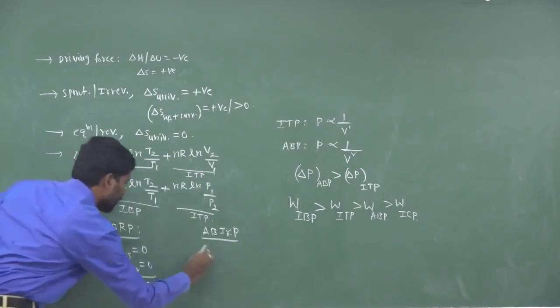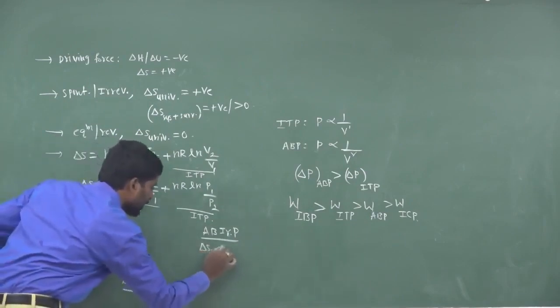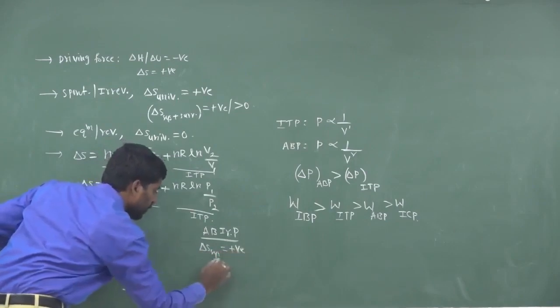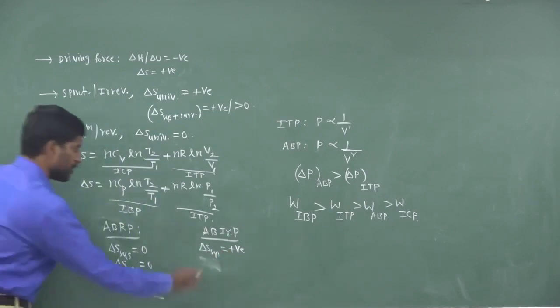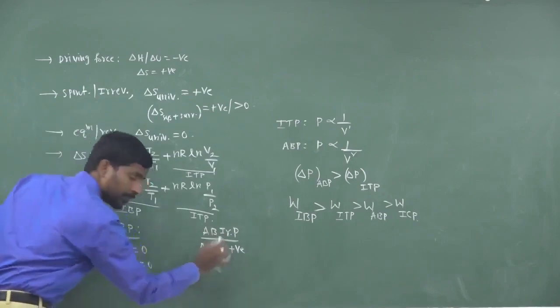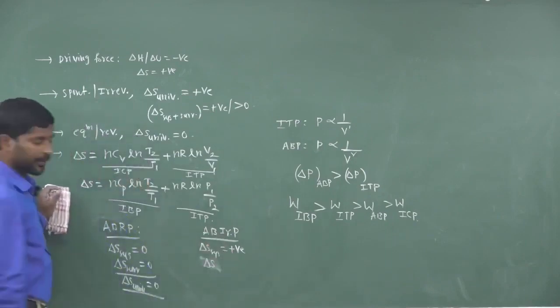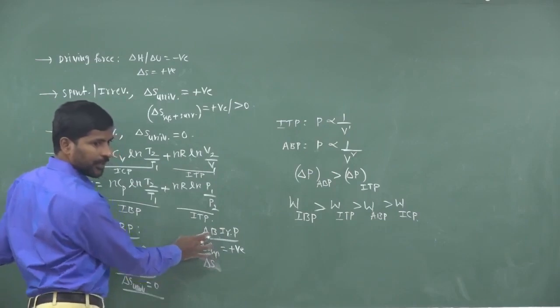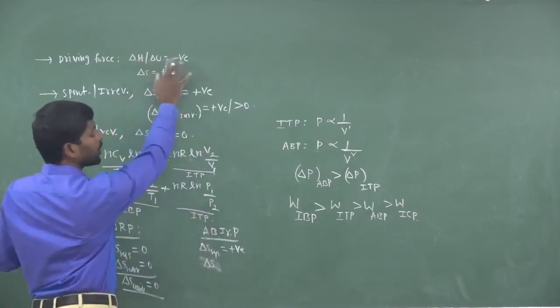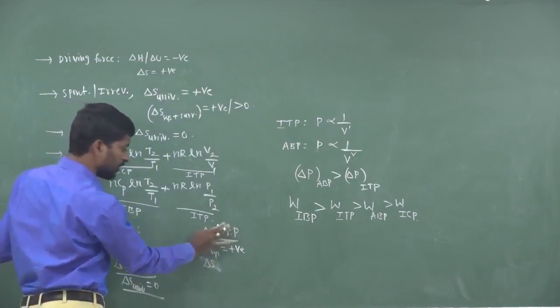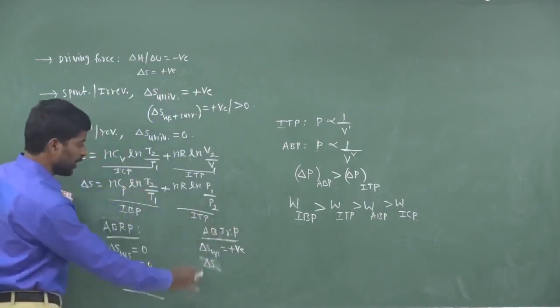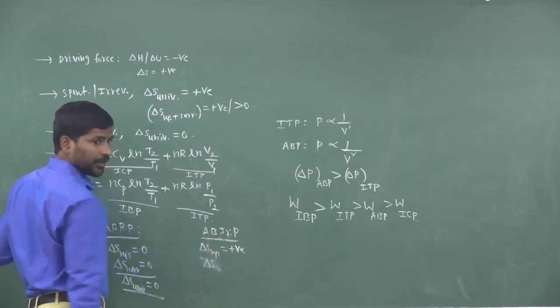But for an irreversible process, delta S system is positive and surroundings 0. Overall, we get positive. Delta S system positive is the driving force for a spontaneous process to take place in an adiabatic process. No exchange of heat, no exchange of energy between system and surroundings. Even though this irreversible or spontaneous process occurs, that is due to the increase in entropy of the system.